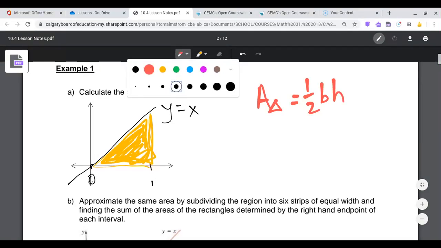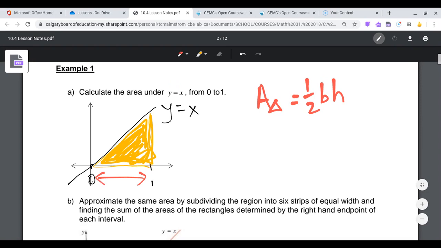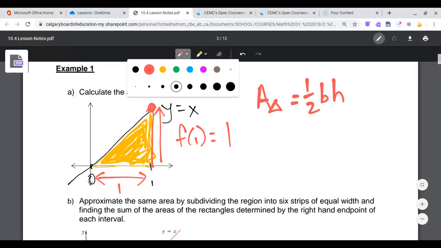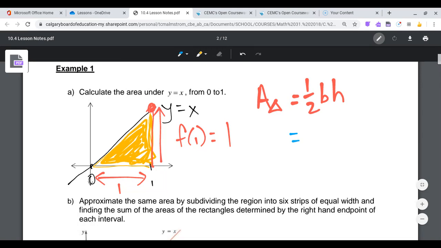And so the base in this case is 1, and the height in this case would be, well, when x is equal to 1, f of 1, because this is my height up here, what would be y? Also 1, because my function is y equals x. So when I plug that into my formula, I get an area of 1/2 times 1 times 1, which is 1/2 units squared.